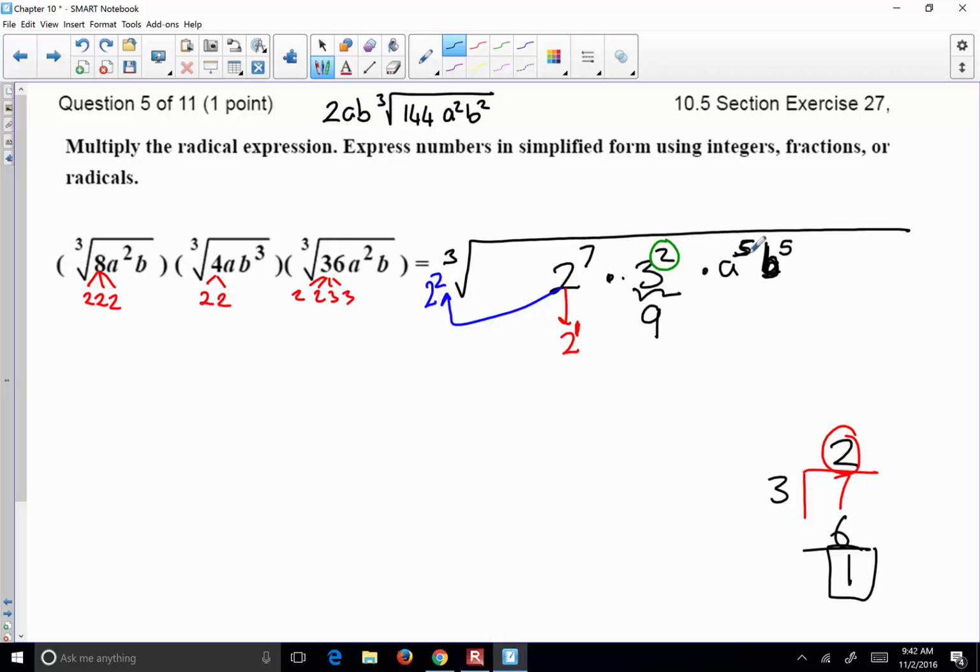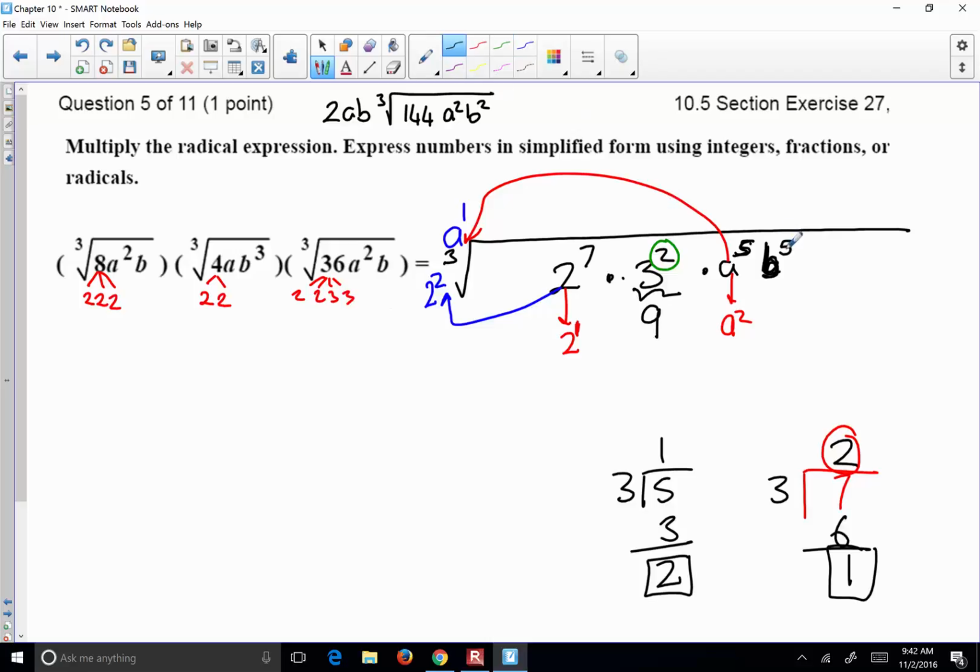How many A's comes out? How many stays in? 5 divided by 3. 3 goes into 5 once. 2 stays in. This turns into A squared. 2 is in, 1 is out. So that means A to the 1 coming out.